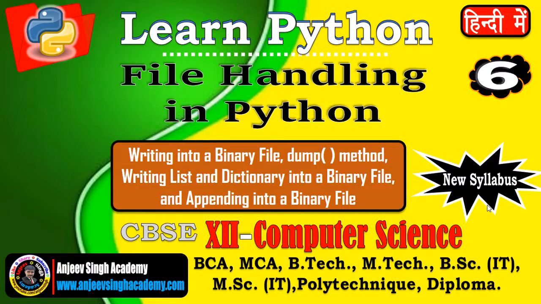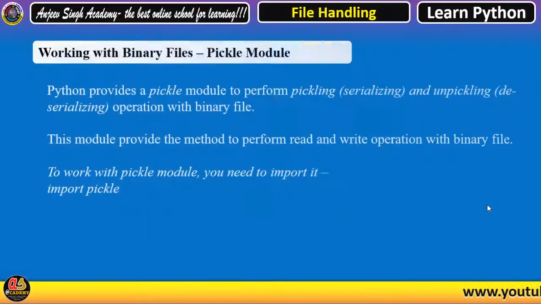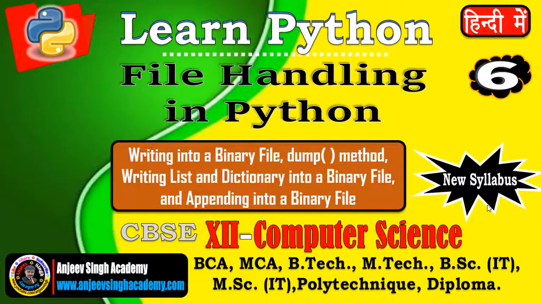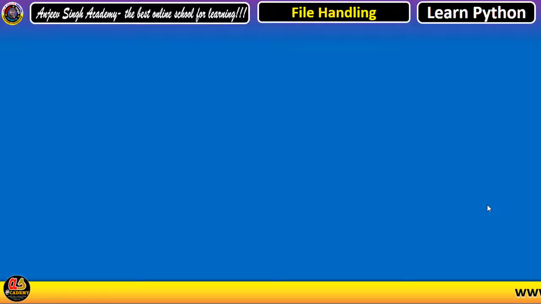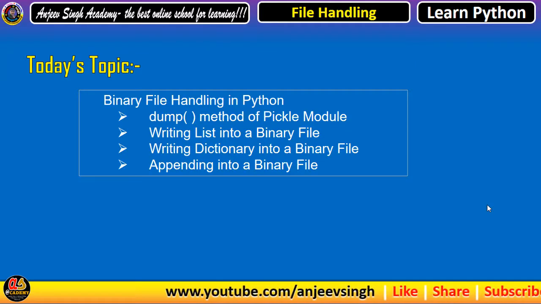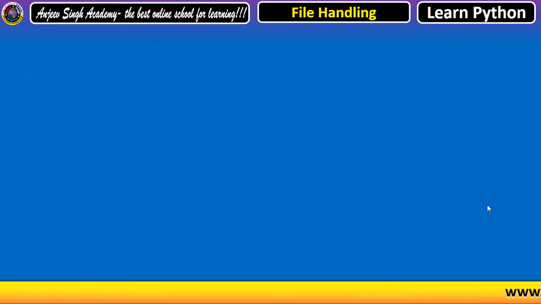In the last class I discussed the pickle module: what the pickle module is, what pickling is, and what unpickling is. Today we are going to get hands-on experience with the pickle module. We will learn about writing into a binary file, how to use the dump method, and how to write a list or dictionary into a binary file. At last I will tell you about appending into a binary file. So let's move on.